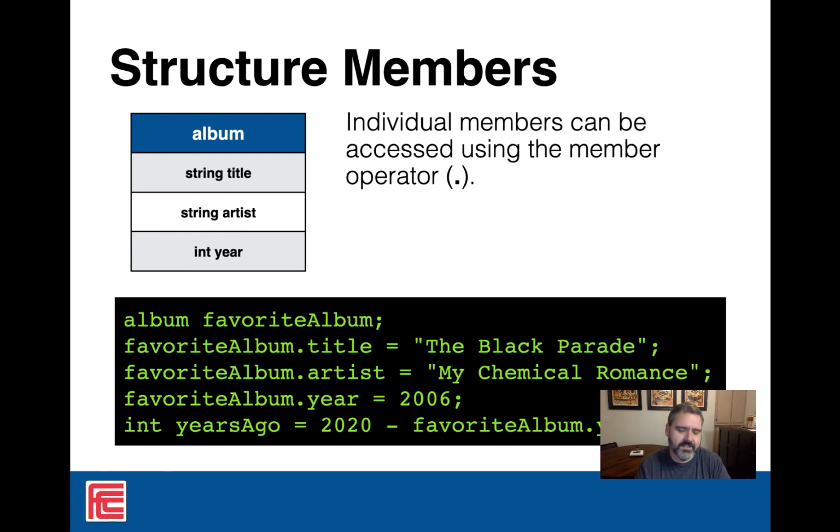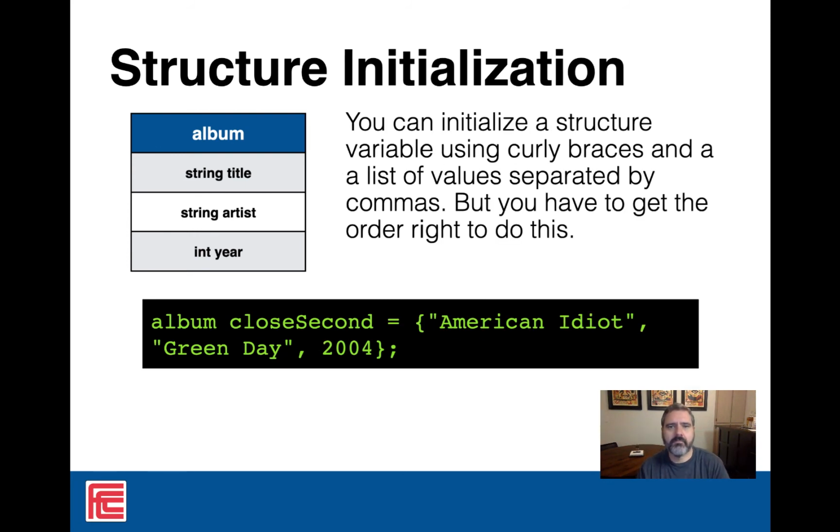Structured members, you want to access the member, you just use dot notation. You can also initialize, by the way. When you initialize, you have to remember the order. So for instance, we declared our struct as title, artist, year. So that means that those two strings, right, American Idiot and Green Day for my album Close Second, they have to go in order. If you don't put them in order, then you're going to have Green Day as the title and artist is American Idiot, which could be a thing, but it isn't. And then obviously the int would have to be in the third position because that's the third thing that we declared when we declare the structure.